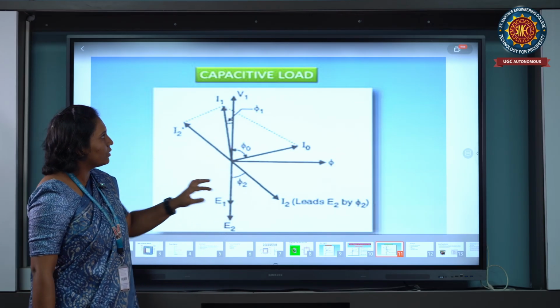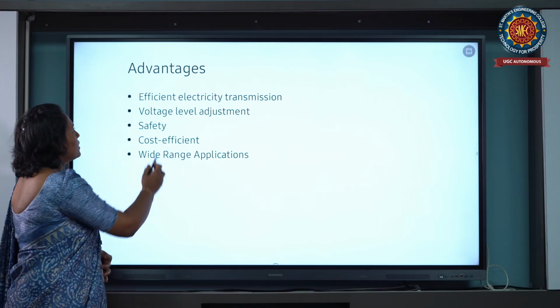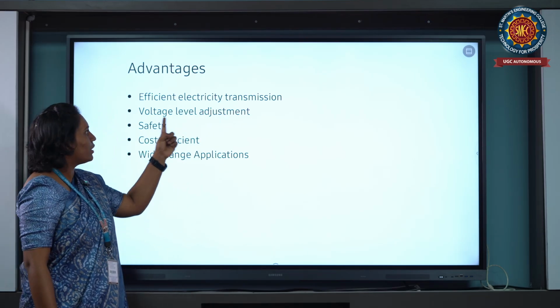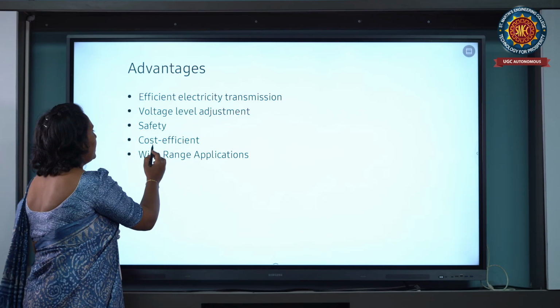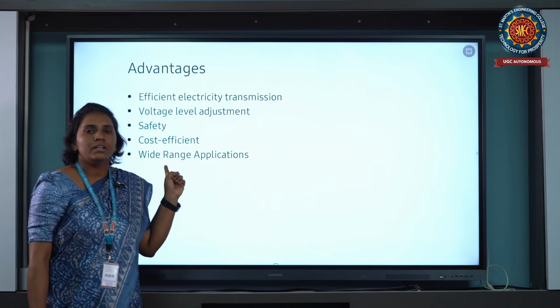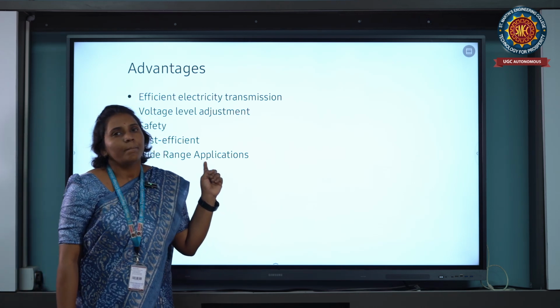Next, coming to the advantages of the practical transformer: efficiency, electricity transmission, voltage level adjustment, safety and cost efficiency. In the practical transformer, the efficiency is less. In real time we are using the practical transformer.